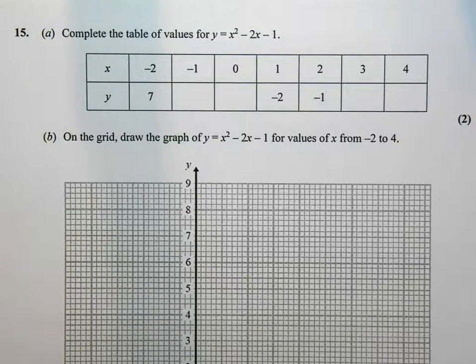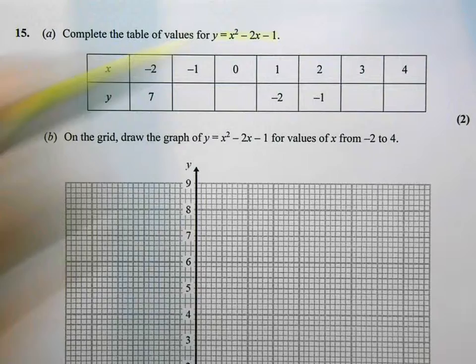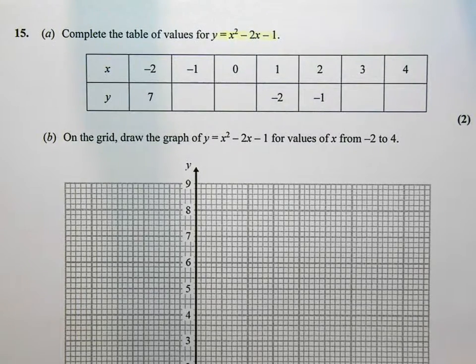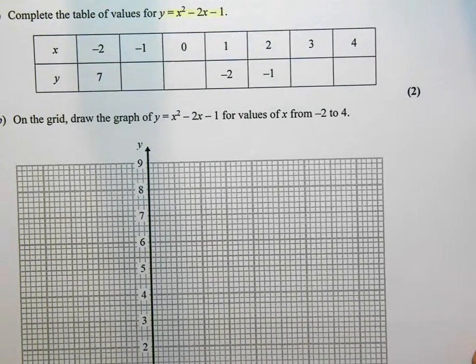This is question number 15 on the June 2014 non-calculator paper. The question starts off by saying complete the table of values for, and they've given us this x squared minus 2x minus 1. So I need to make sure I actually am able to complete this table for this set of values. I'm going to use my pencil as I work out some of these values around the table.